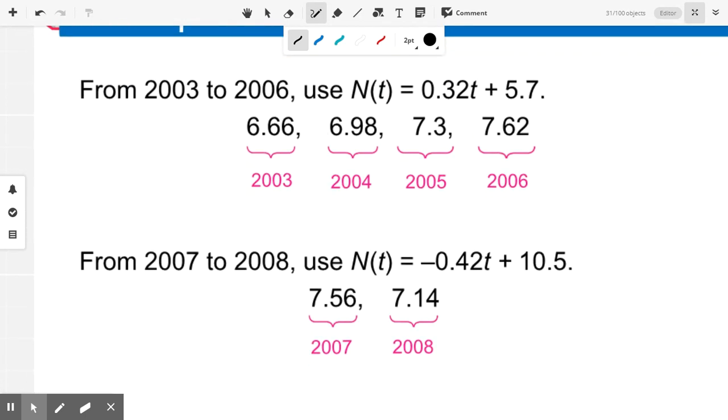So basically, we're plugging in values of t: when we plugged in 3, we got 6.66. When we plugged in 4, we got 6.98. When we plugged in 5, I got 7.3. When we plugged in 6, we got 7.62. Then when we got to 7, we had to use the other formula, plug in, and we got 7.56 and 7.14. Okay, that's a little introduction to a piecewise function.